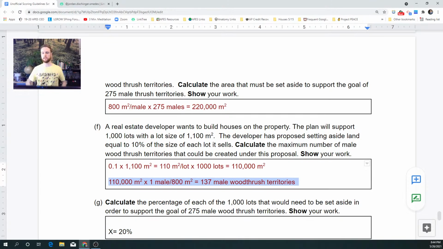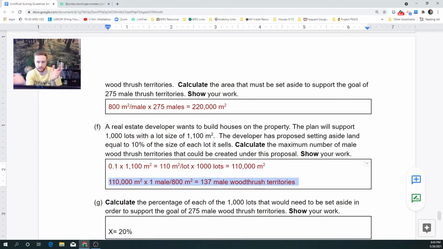What if you round up to 138? So here's the thing. You can't have half of a male wood thrush. I don't know what this number comes out to, but it should be close to 137. If it's not a whole number, again, you can't have half a wood thrush. You can, but that means a cat got it or something. So round down, or round to the nearest whole number, basically. Don't round up if you're dealing with whole numbers here.